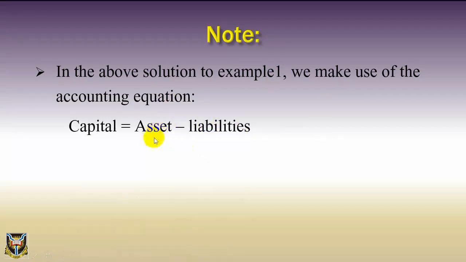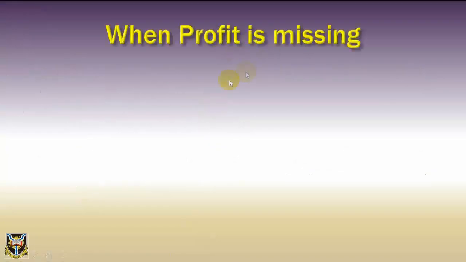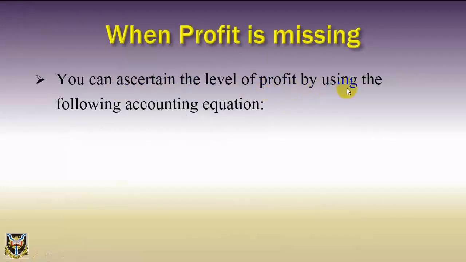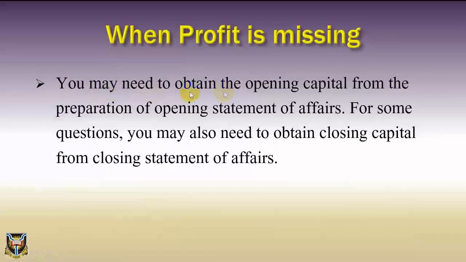Capital is equal to asset minus liabilities. Capital as at 31st December 2006 represents the opening capital on 1st January 2007. B. When profit is missing, you can ascertain the level of profit by using the following accounting equation. Net profit is equal to closing capital minus opening capital. You may need to obtain the opening capital from the preparation of opening statement of affairs.